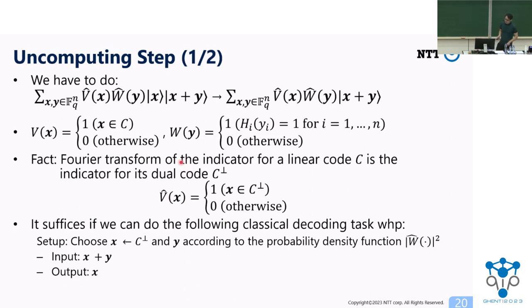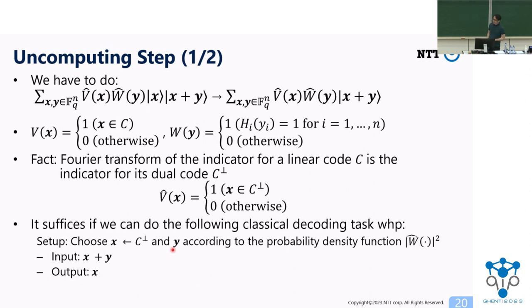Then we observe that for this uncomputing task, it suffices to perform the following classical decoding task with high probability. The task is as follows. As setup, x is randomly chosen from the dual code C perp, and y is chosen according to the probability density function w hat squared. We are given x plus y, and we should output x. This can be seen as a decoding task because x is a codeword of C perp, and y can be regarded as an error.